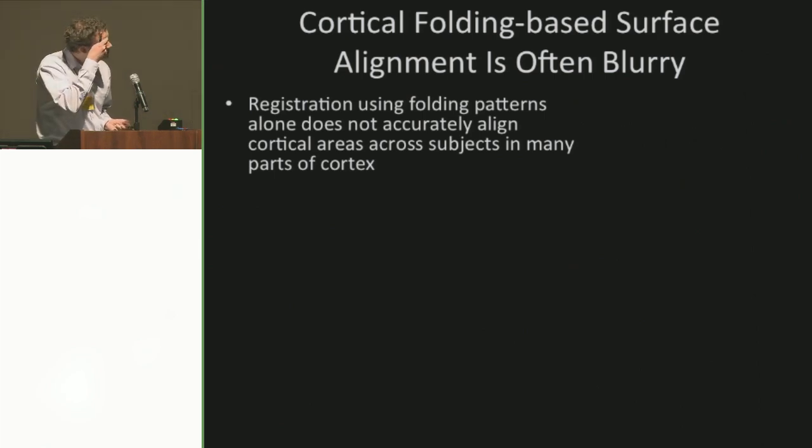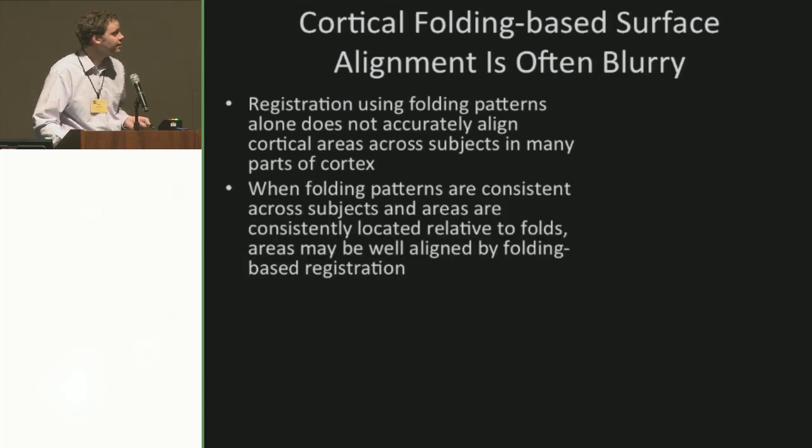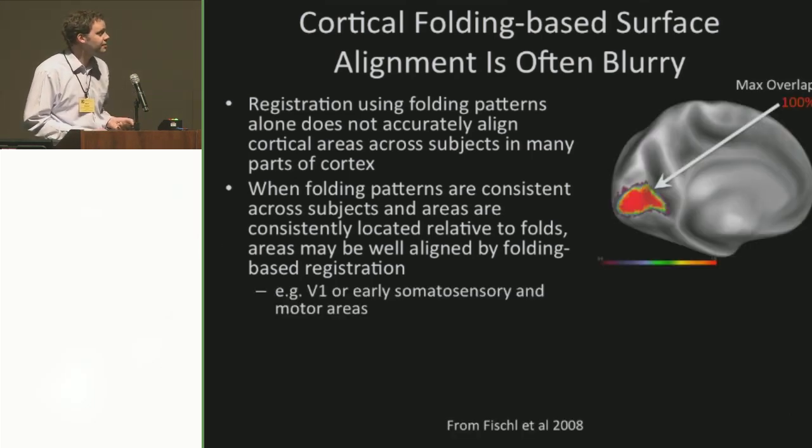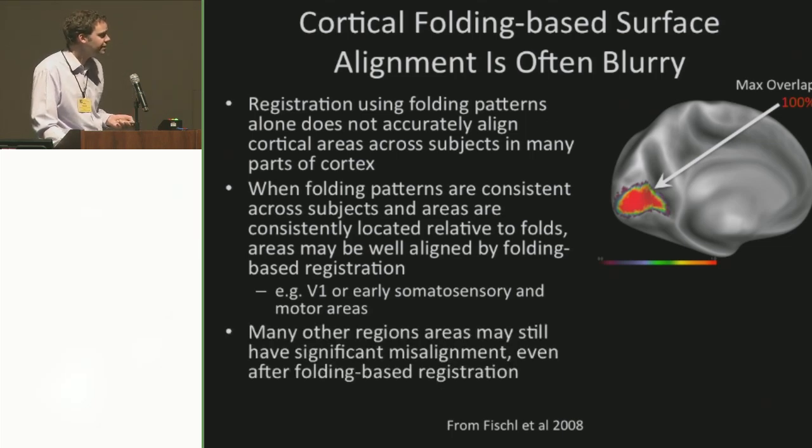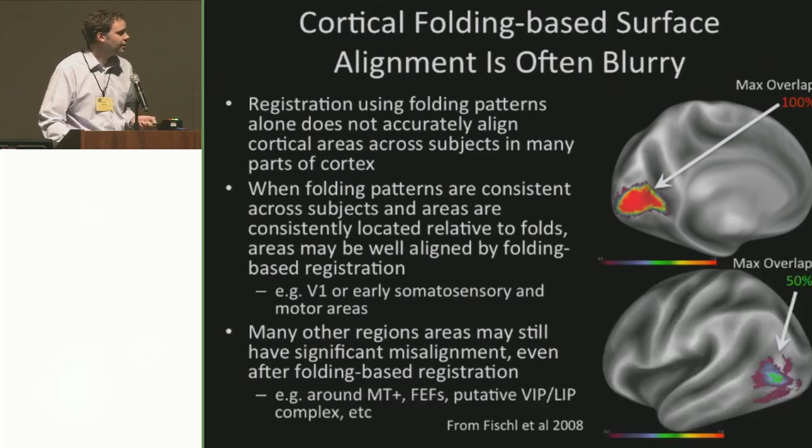So registration using folding of patterns alone often doesn't accurately align cortical areas across subjects in many parts of the cortex. Generally, if folding patterns are consistent across subjects and the areas are consistently located relative to the folds, like we saw in the last talk, those areas may be well aligned by folding-based registration. Another couple of examples are V1 and the early somatosensory and motor areas. But many other regions may still have significant misalignment after folding-based registration.